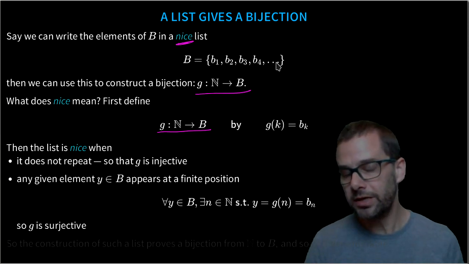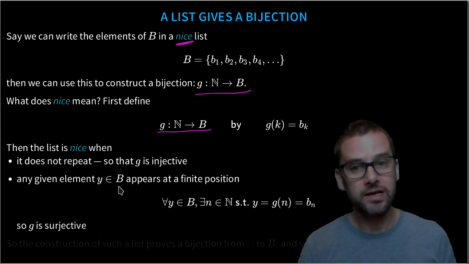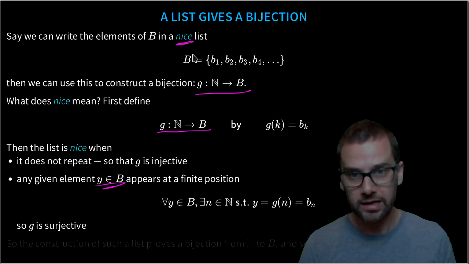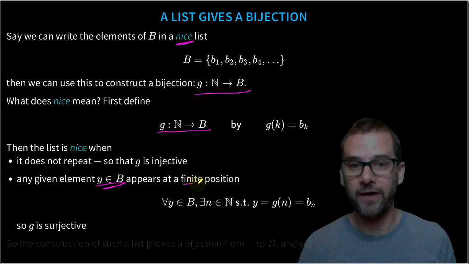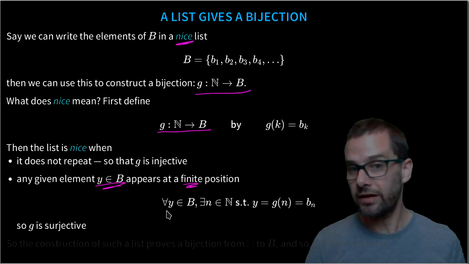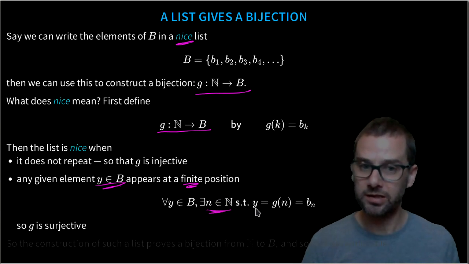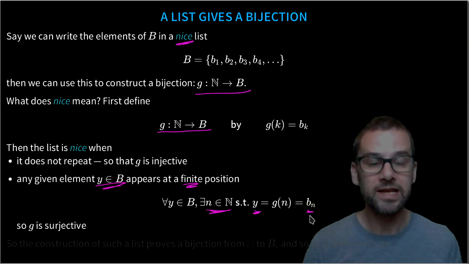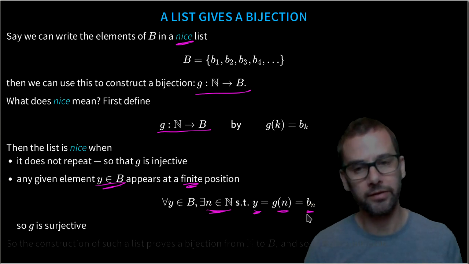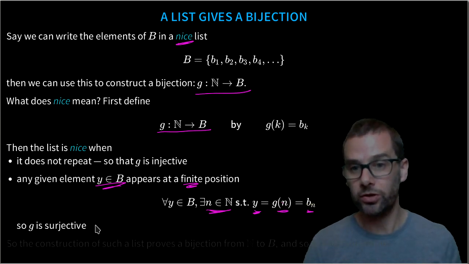The list will also be nice provided any given element of b can always be found at a finite position in the list. So for every element of b, there is always some position in the list so that you can find y as the nth thing in the list, and that of course gives me g of n. And that makes g surjective.